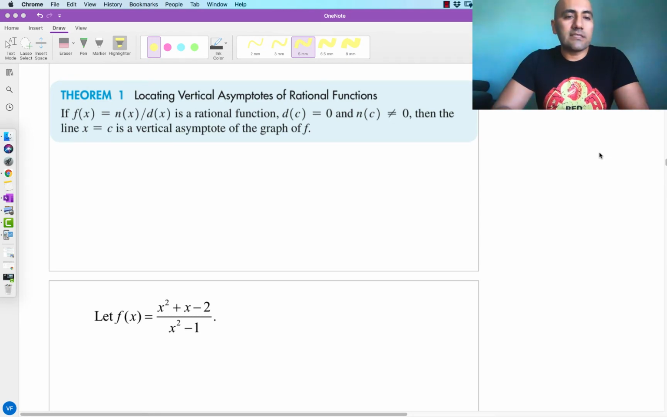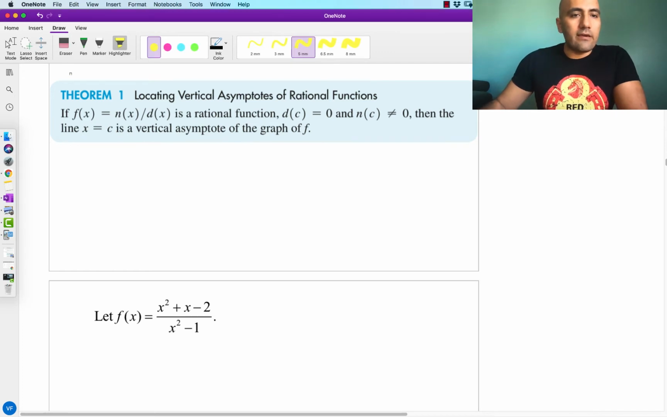So if f of x is given to be a rational function where the numerator is n of x divided by d of x, so n of x here represents some polynomial function in x, d of x represents another polynomial function in variable x. So together they create this fraction where the numerator is a polynomial, the denominator is a polynomial. That makes it a rational function. And if we have knowledge that at x equals c, d of c equals 0, and n of c does not equal 0, then the line x equals c is a vertical asymptote of the function f. What in the world does that mean?